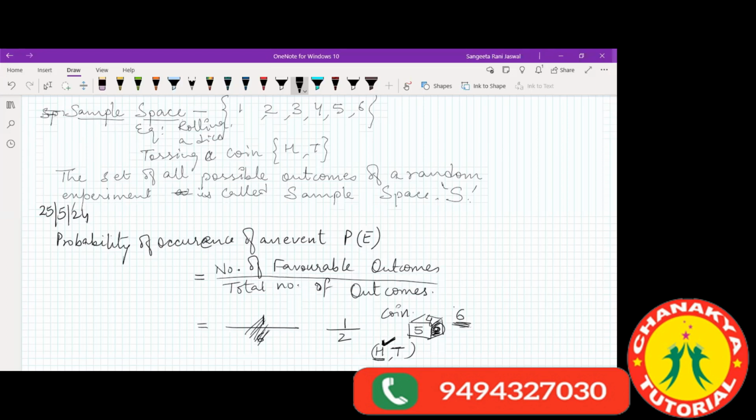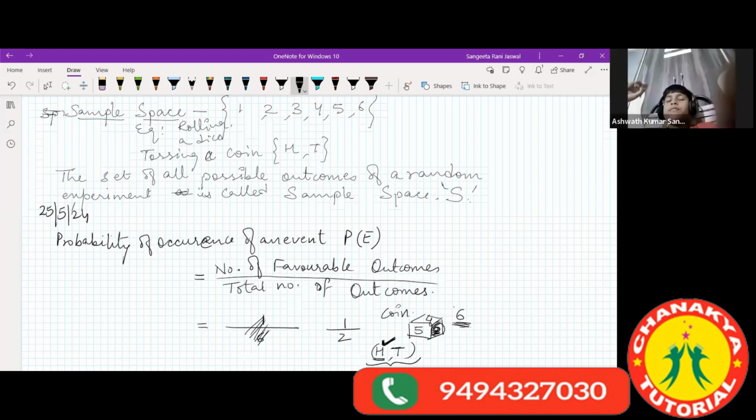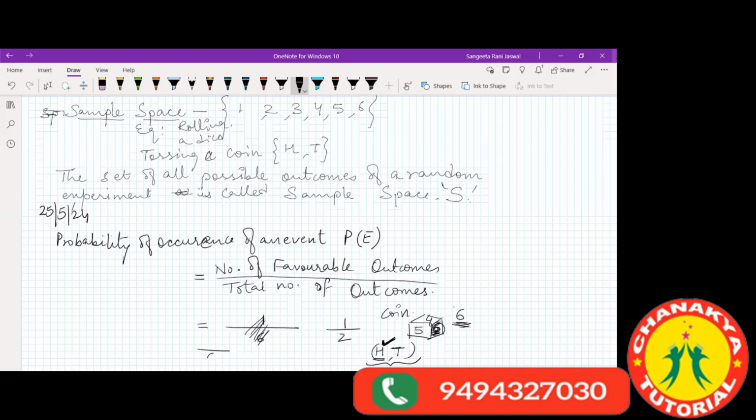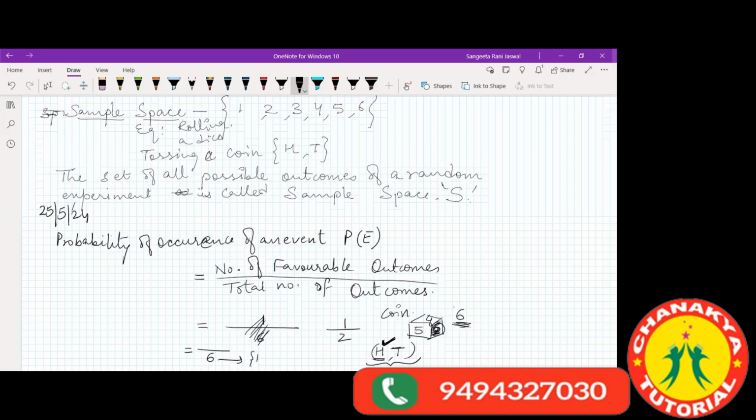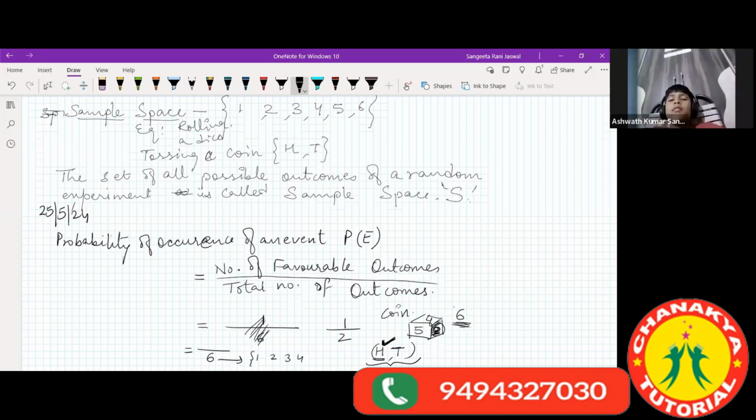Since this was a small experiment just to make you understand. Now suppose I talk about a dice. In a dice, the total outcomes are 6. You get this point? Total outcomes, everyone knows. What are these total outcomes? 1, 2, 3, 4, 5, 6. These are the total outcomes. So I'm writing 6 here.